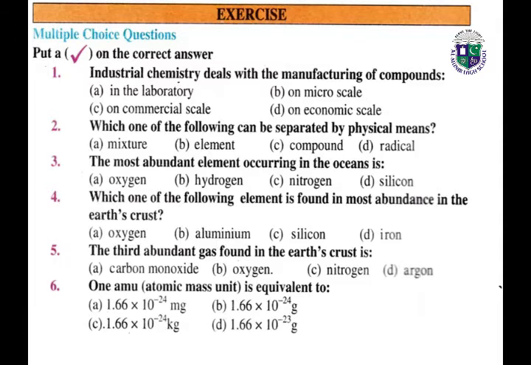First of all, look at multiple choice questions. Question number 1, put a tick on the correct answer. Number 1, industrial chemistry deals with the manufacturing of compounds. So here we have 4 options and we have to tick on the right option. The right answer is C, on commercial scale.